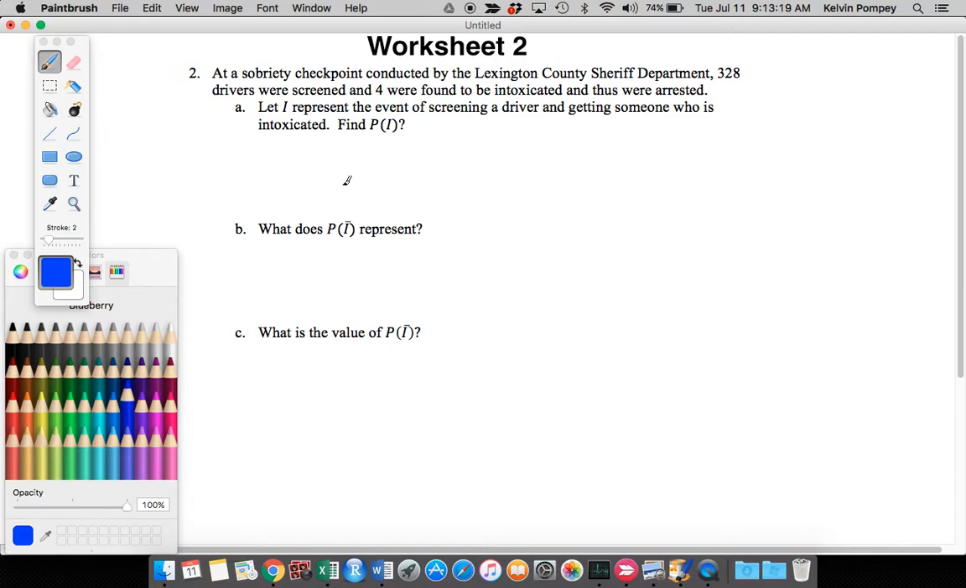Probability of finding someone who was intoxicated, right? And since there were 4 people out of the 328 that were intoxicated, that's my probability there. I can leave it as a fraction, or I can change it to a decimal and round it to 3 decimal places, 0.012.